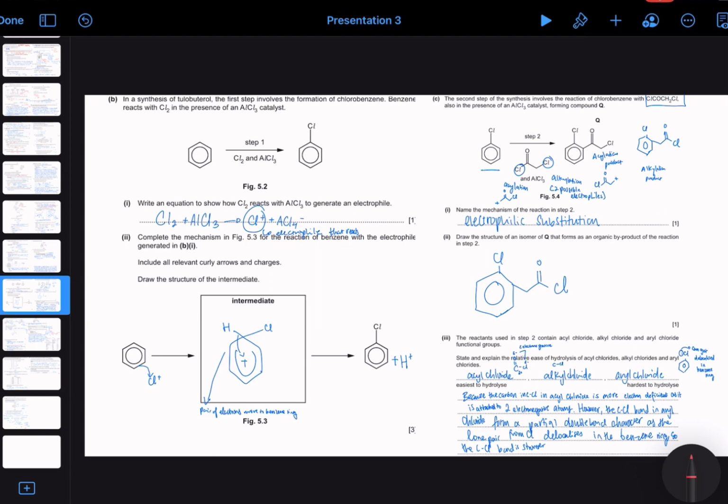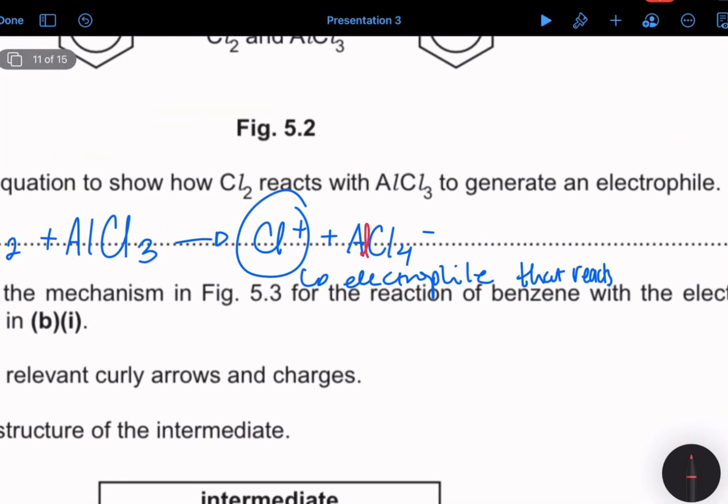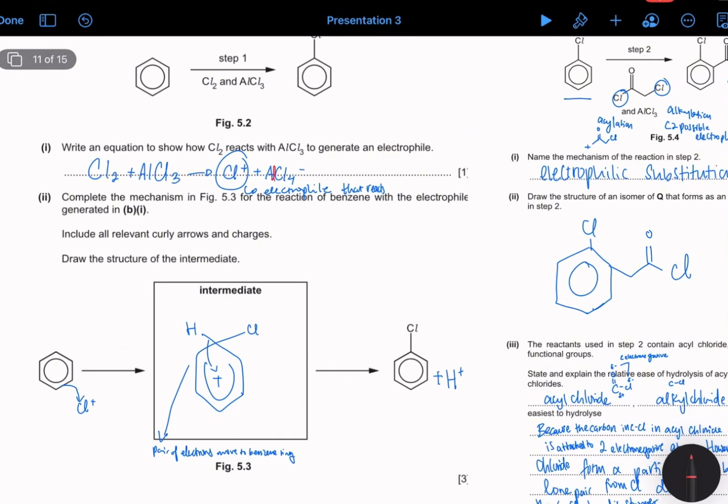In the synthesis of tolubuterol, the first step involves the formation of chlorobenzene. Benzene reacts with Cl2 in the presence of AlCl3 catalyst. Again, you're trying to generate your Cl+ electrophile here. So Cl2 plus AlCl3 becomes Cl+ and AlCl4-. It's not ACl, it's AlCl4-.